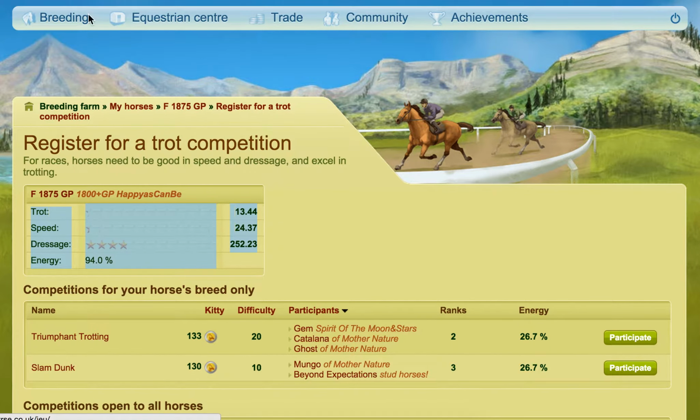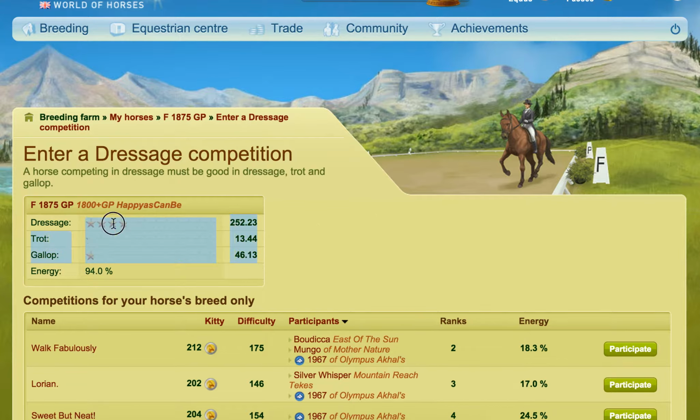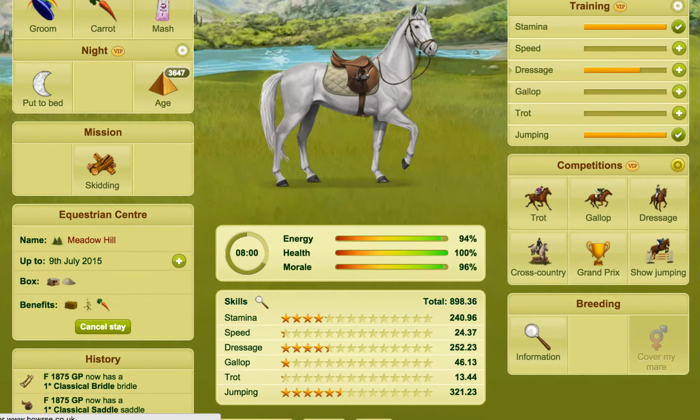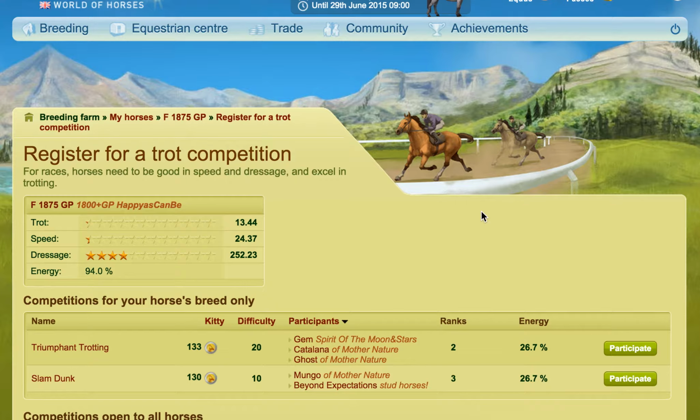Now, if I go back and we click a different competition type, for example, once again, the box at the top, the three skills. This time it's dressage, trot, and gallop. So we'll just go back to trot because I'm going to immediately use trot for this example, but you can apply it to lots of different disciplines, just changing the skills.